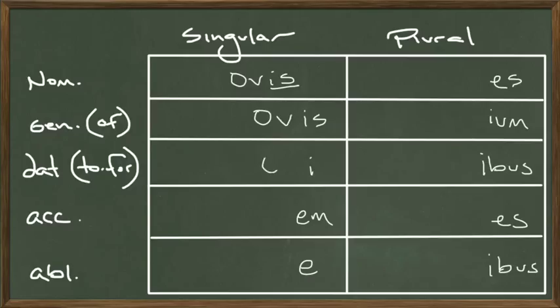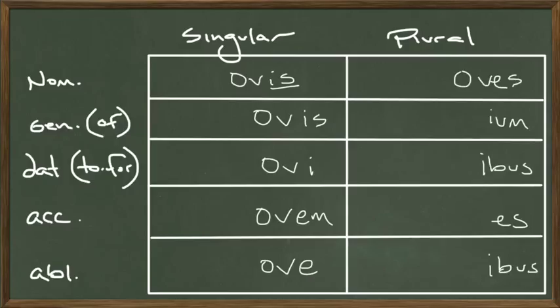If we're giving the sheep something, we're giving the sheep some water, ovi. If we see a sheep, ovem, video ovem, I see a sheep. If there's wool on the sheep, in ove, lana in ove est, there's wool on the sheep. What about if there's more than one sheep? Well, in English we say sheep for one sheep and sheep for more than one sheep. In Latin the spelling does change.